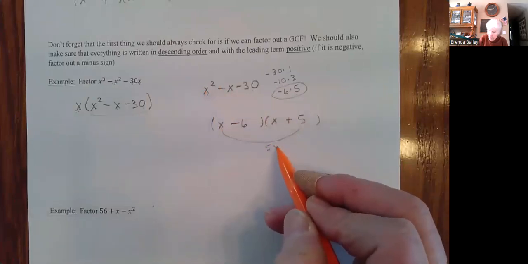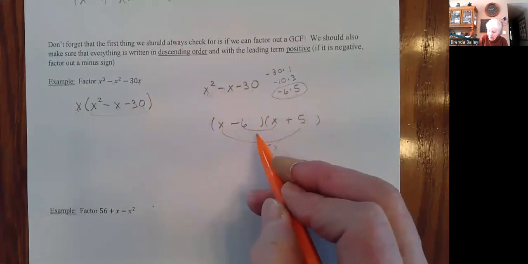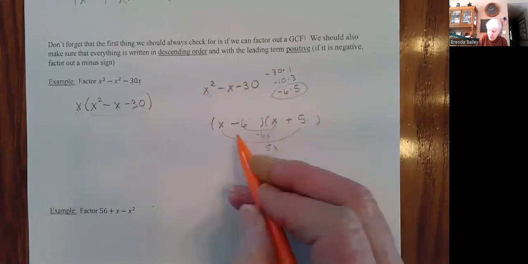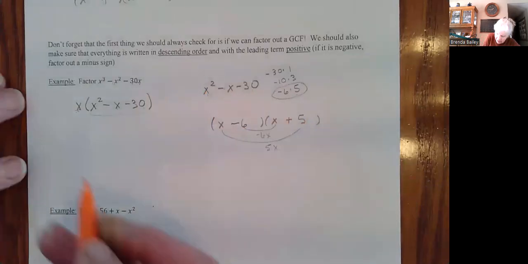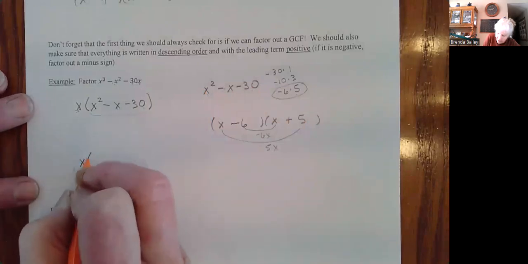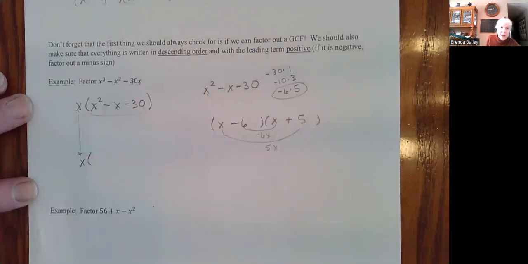+5x outside, inside. When you multiply, you get a -x. The last times the last gives you that. So my full answer is x. Don't forget about that x. Make sure you include that in your answer that you took out.